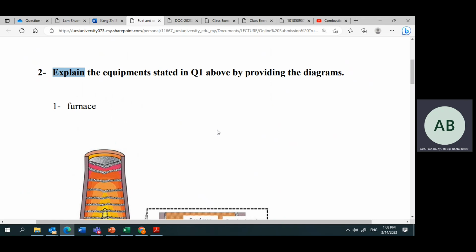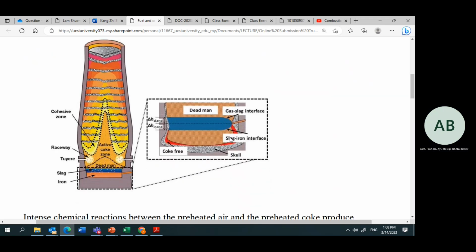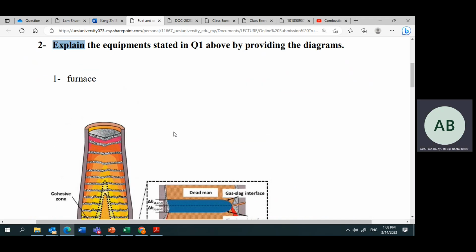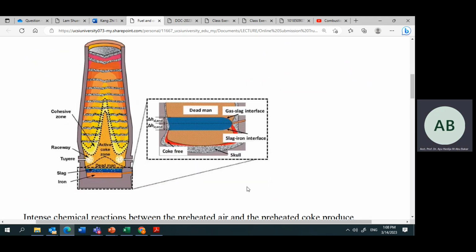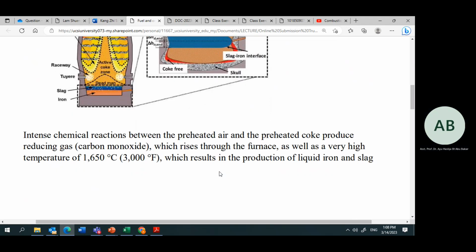Usually explain will bring a lot of marks. You will need to explain the process with certain keywords. Provide a diagram. Yes, you should draw the diagram as you understand the process.